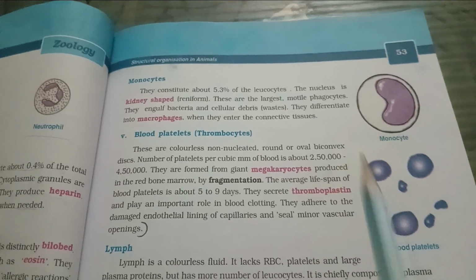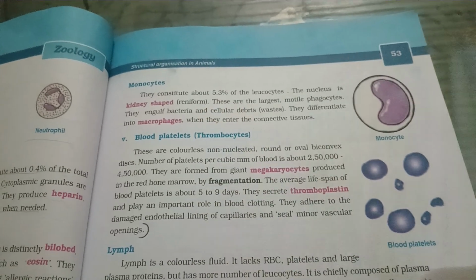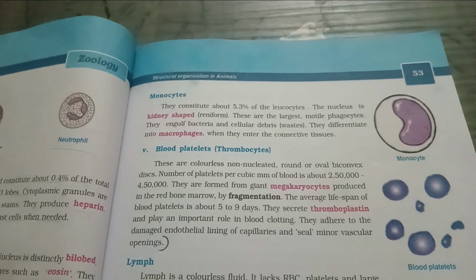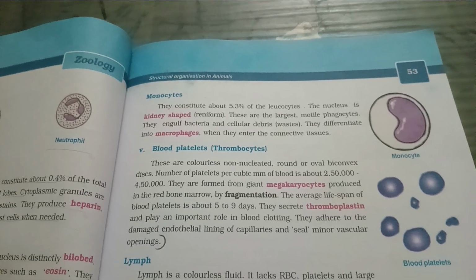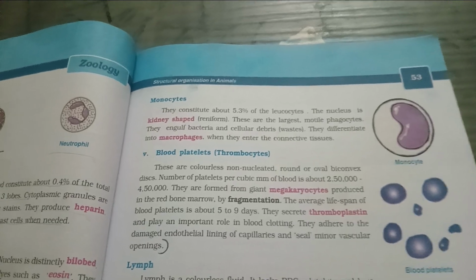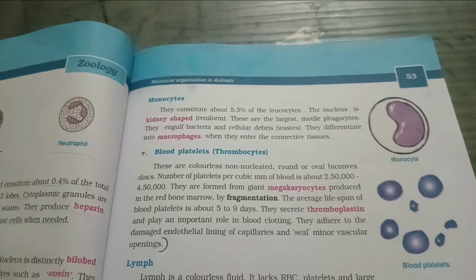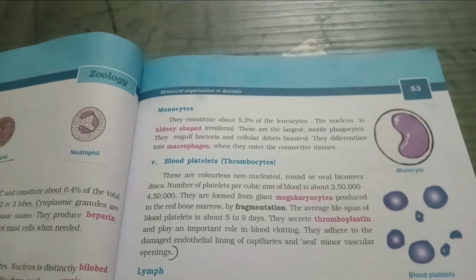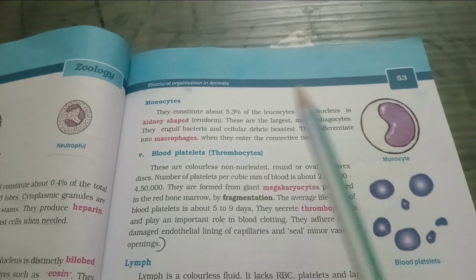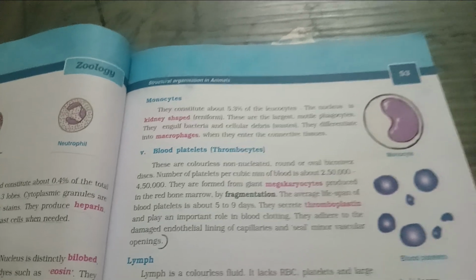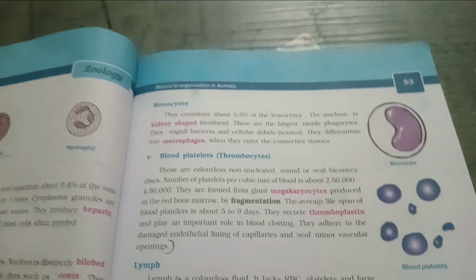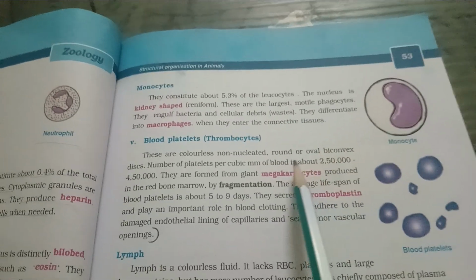Now monocytes. They constitute about 5.3% of the leukocytes. First we saw that lymphocytes constitute about 30% of the leukocytes, and here monocytes constitute 5.3%. The nucleus is kidney shaped. There the nucleus was spherical in shape. Here it is kidney shaped or reniform.